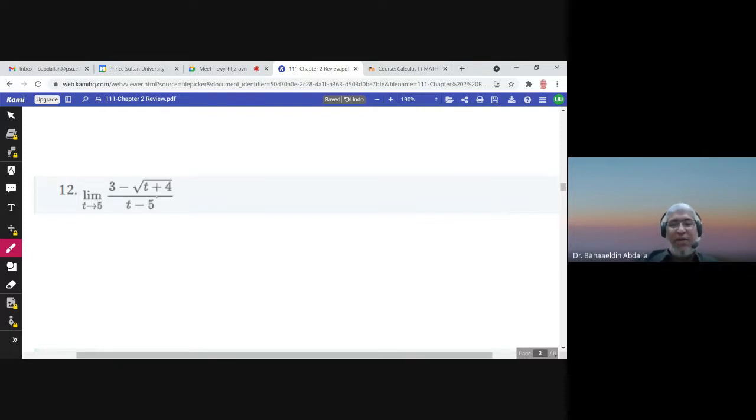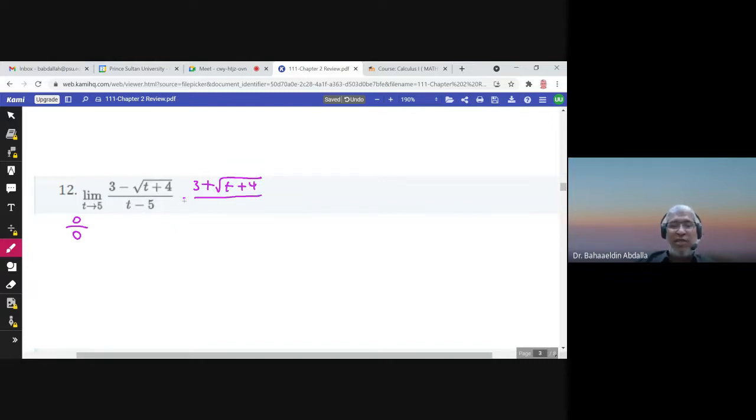If I replace t by 5, 5 plus 4 is 9. Square root of 9 is 3. 3 minus 3 is 0. 5 minus 5 is 0. 0 over 0. Try to factor or to multiply by the conjugate. Now here I multiply by the conjugate because there is a square root.